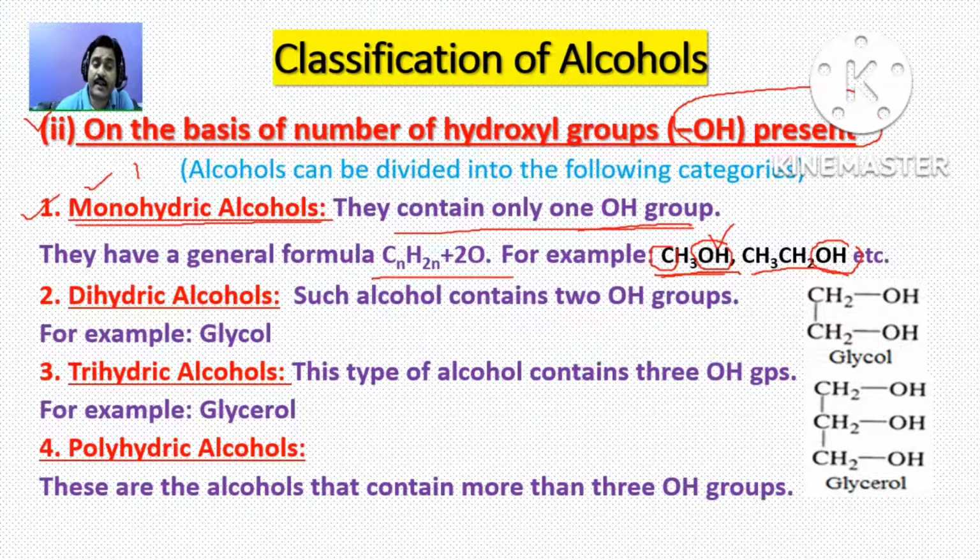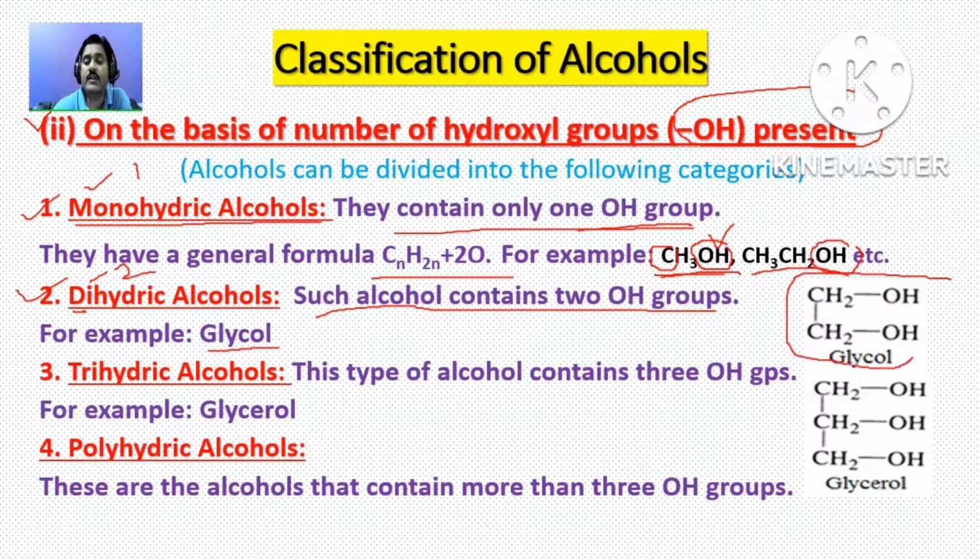The second one is dihydric alcohols. Di means two, where two hydroxyl groups are present. Such an alcohol contains two OH groups. For example, glycol. What is the structure of glycol? That is the structure of glycol. In glycol, two carbon atoms are combined with two OH groups. So such alcohols which contain two hydroxyl groups are called dihydric alcohols.